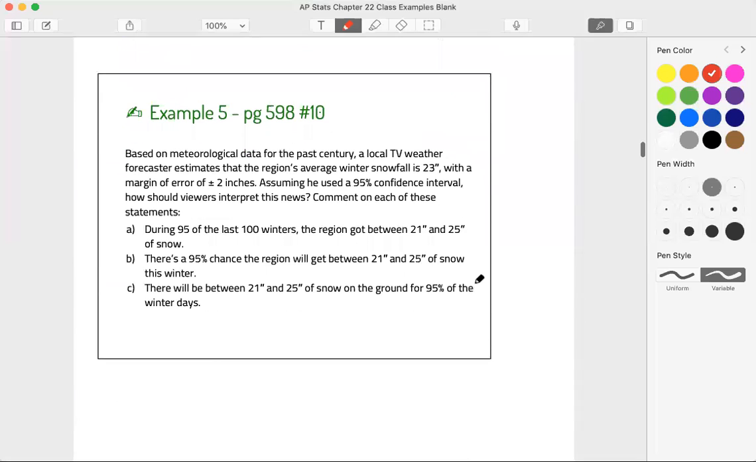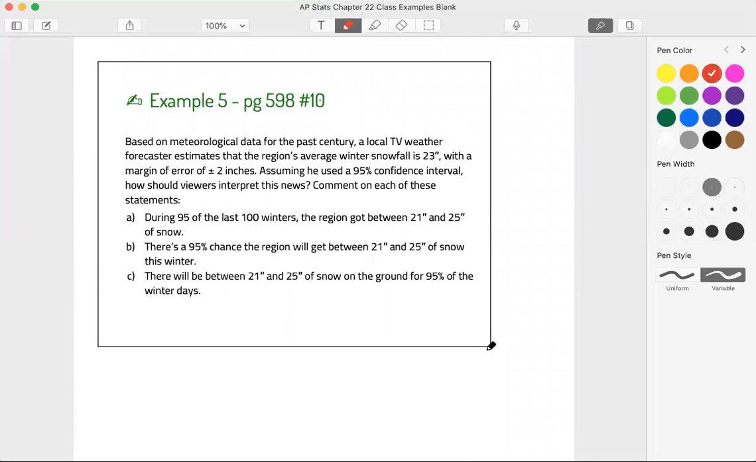Number 5, based on meteorological data for the past century, a local TV weather forecaster estimates that the region's average winter snowfall is 23 inches with a margin of error of plus or minus 2 inches. Assuming he's used a 95% confidence interval, how should viewers interpret the news? Comment on each of the following. During 95 of the last 100 winters, the region got between 21 inches and 25 inches of snow. Well, this is not correct. The confidence interval is not about years in the sample. It's about the true mean.